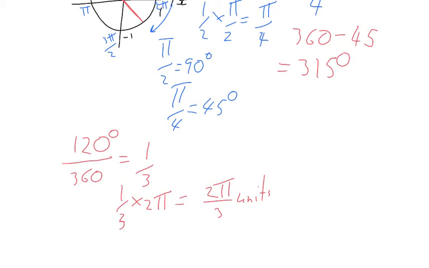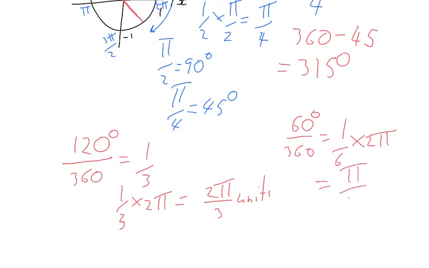So if we had, for example, 60 degrees, well, 60 over 360 is equal to 1/6. 1/6 of 2 pi equals pi on 3 units. And that's how we convert those degrees, that angle around, into radians.